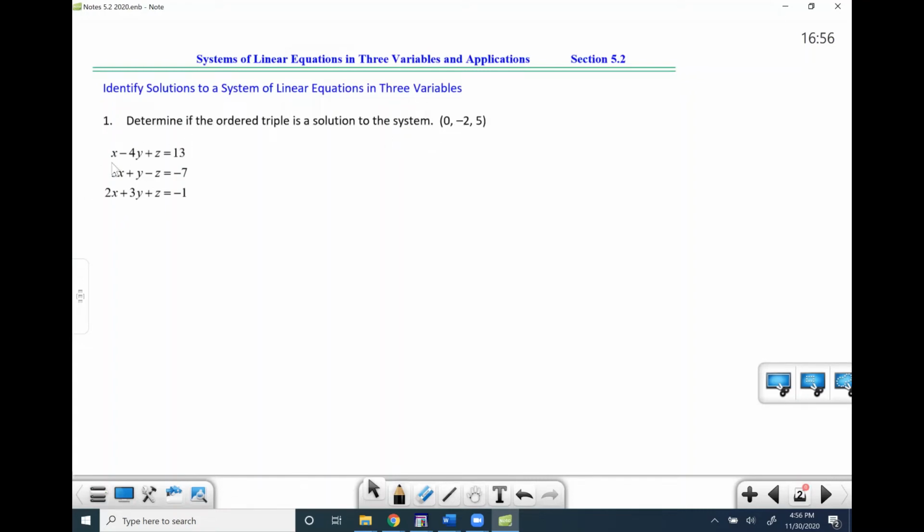We are going to have 3 equations, you guys, with 3 variables. So everything we were just doing, we're kind of still doing. We're just going to do it with 3 variables, okay? So it's gonna feel familiar. Determine if the ordered triple is a solution. Okay, well, make sure when you plug them in, it works for all 3.